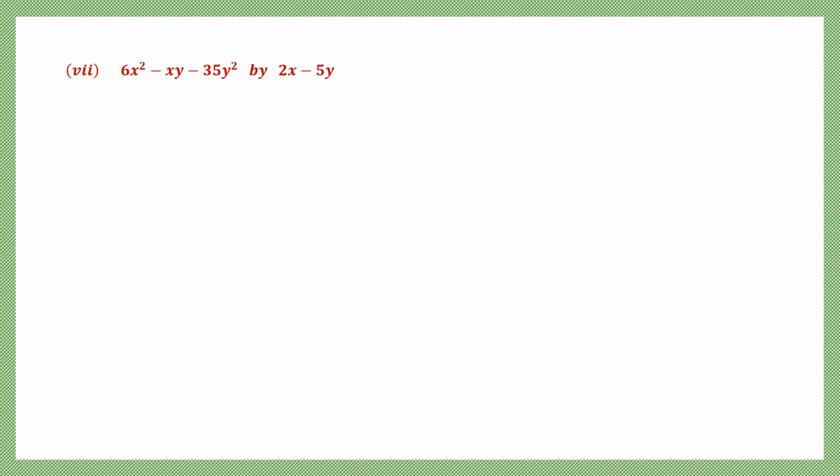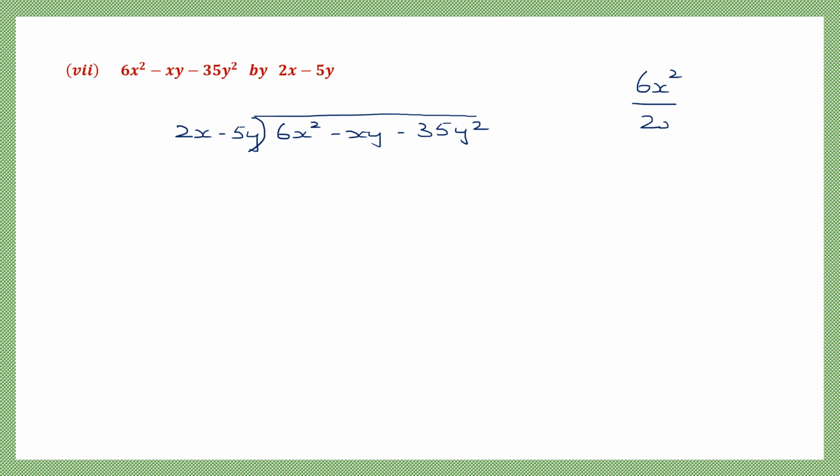Question 7. Here also we have a polynomial by a binomial. So let's write down our dividend inside this: 6x² − xy − 35y² divided by 2x − 5y. So first term of the dividend, first term of the divisor. Now cancel the numbers. 2 threes are 6. So we have 3x to the power of 2 − 1, which is 3x to the power of 1. So 3x. Multiply it with the first term here.